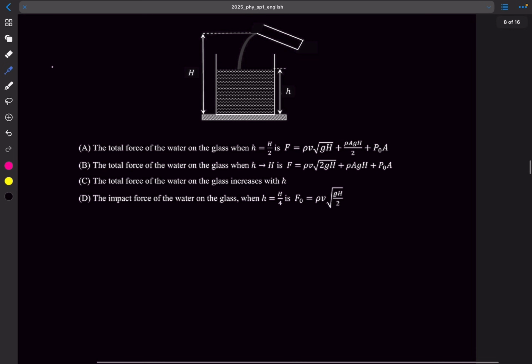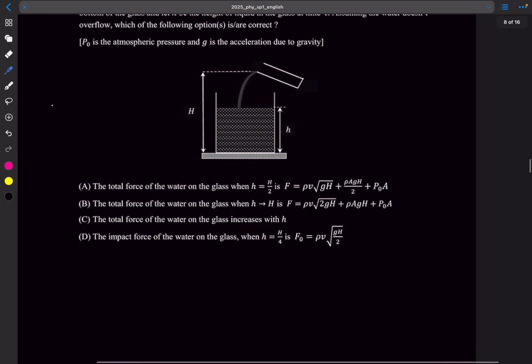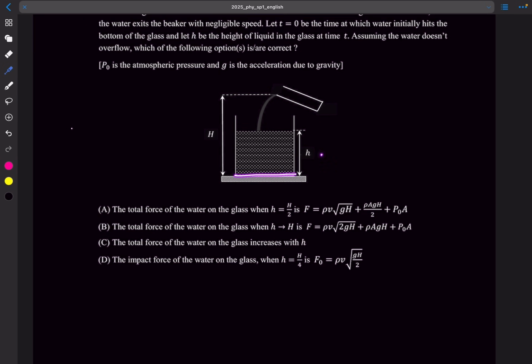The total force of the water on the glass when the height h is H by 2 is... What they're asking is the force that is exerted on the bottom of the glass. So it will include the weight of the existing fluid and the impact force of the fluid that comes to rest after mixing with the other fluid, and then we'll also have the force of atmospheric pressure acting at the bottom.